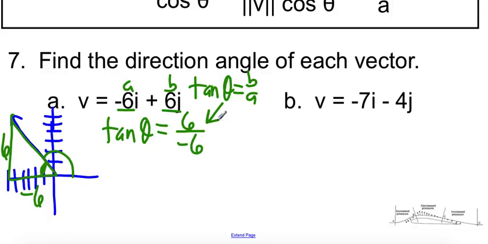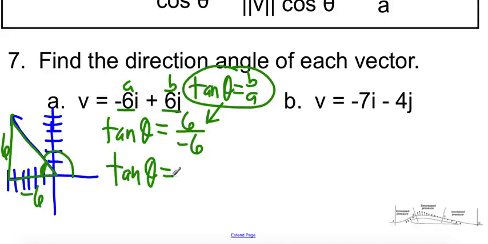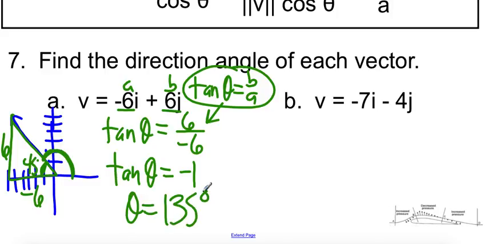You can always, always, always draw a picture so that you can see it better. But this is just kind of a shortcut formula to help you remember. So we have tangent theta is negative 1. Hopefully you can see from this picture this has to be a 45-degree angle. But that's not the theta we want. We want our theta to be measured from here. So we're going to say that theta is 135 degrees.